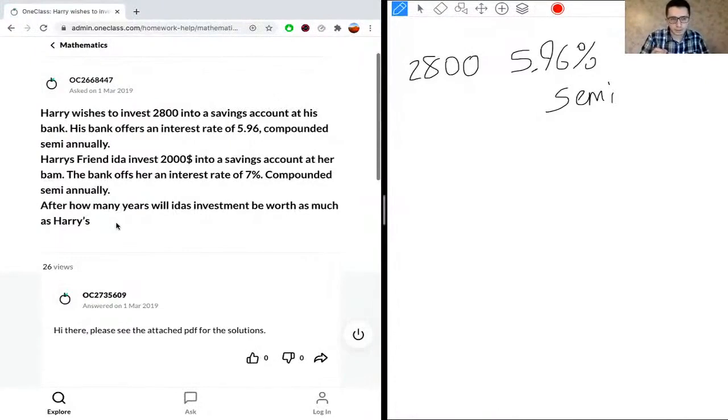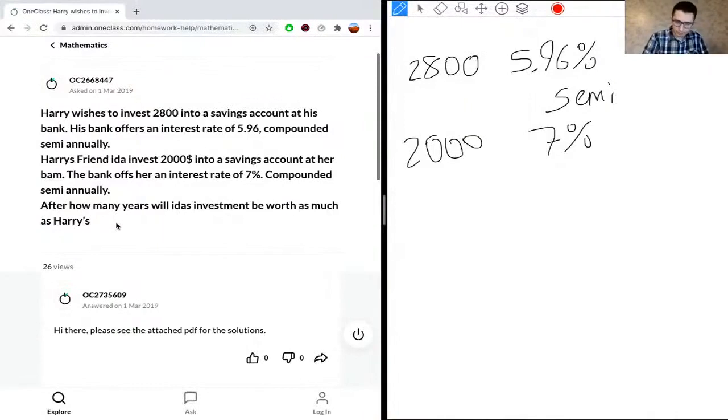And then Harry's friend, Ida, invests $2,000 into a savings account at her bank. The bank offers her an interest rate of 7% compounded semi-annually. So they're both compounded semi-annually. She has $2,000 and then 7% is her interest rate. And then the question asks, after how many years will Ida's investment be worth as much as Harry's?